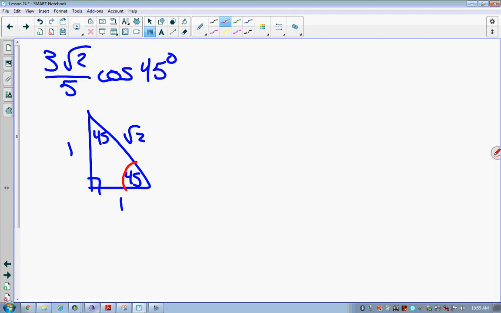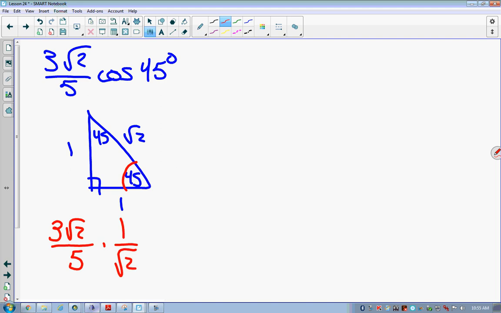This is taking us way too long. If we don't know this by now, we're really going to struggle with this. No, it's not. Adjacent over hypotenuse. So, S-O-H, sine. C-A-H. Adjacent over hypotenuse. Adjacent here to that angle is what? 1. What's hypotenuse?